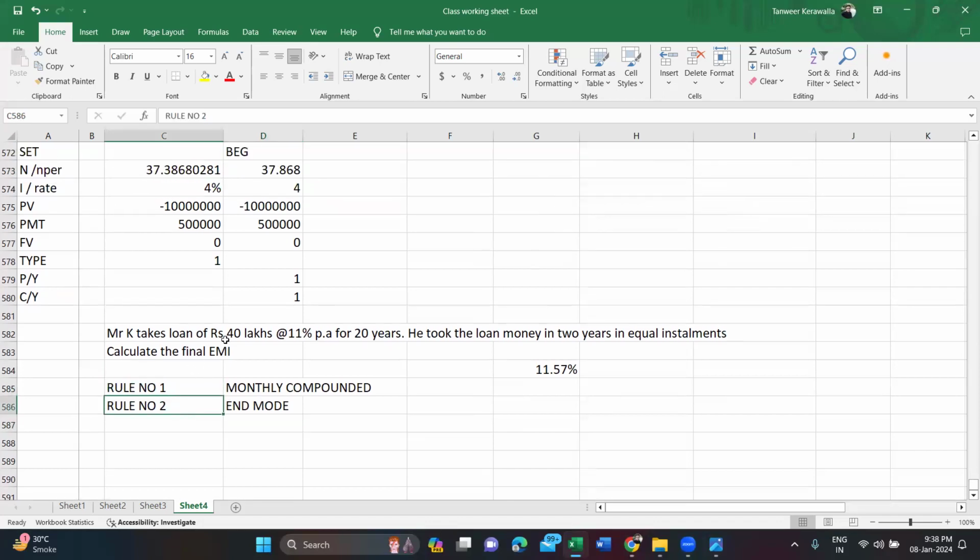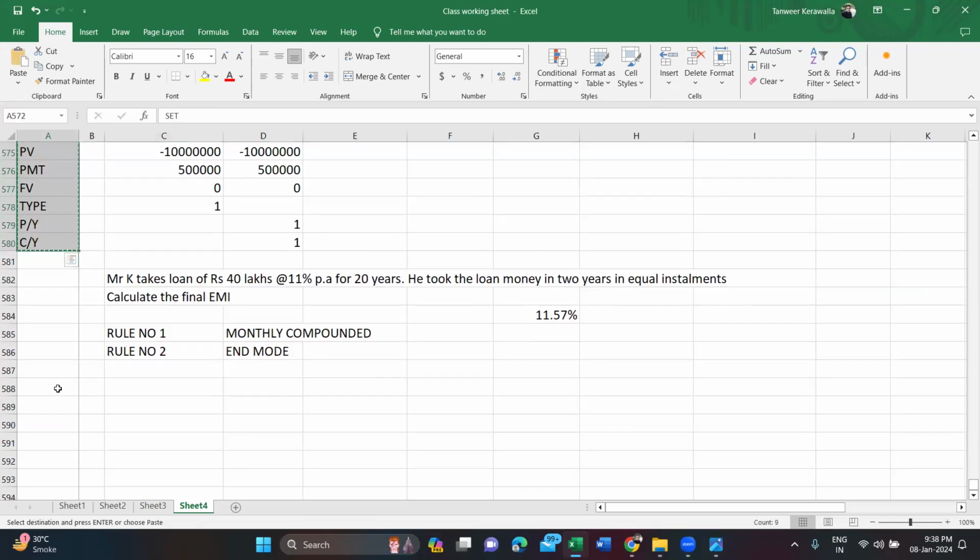So now there are two ways of solving this question. I'll do both ways, right? One is you treat both of them as separate loans: 20 lakhs as one loan, 20 lakhs as another separate loan, and then you add the EMIs together. That's the easy way of doing it, right?